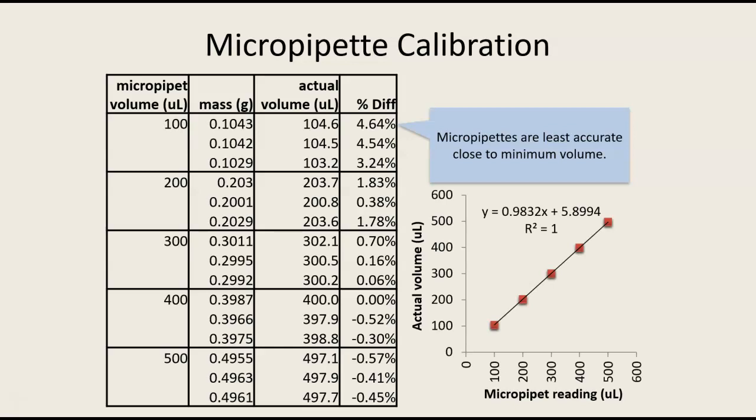And so there are actually 2 calibration plots that you will be generating for this experiment. One will be for your micropipette, where the y-axis will be the actual volume that you determine from the mass that you have measured, and the x-axis will be the micropipette reading in microliters. And you can see the slope of the line that's generated and the r-squared value that is generated for this particular set of data that was used to make this plot. You'll want to do the same thing.